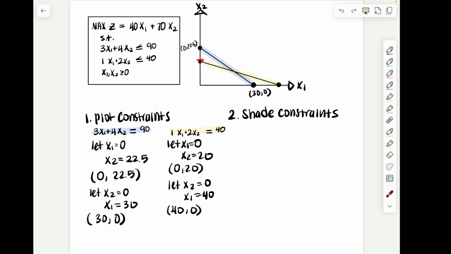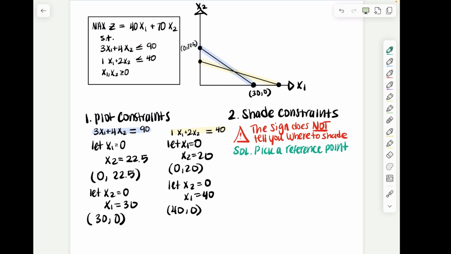What do I mean? Well, if we have this constraint, the question is, do we shade below it or do we shade above it? How can you tell? Well, I'll tell you how to not tell, and that's by looking at the sign. The sign of the constraint does not tell you where to shade. Just because it's less than or equal to does not mean you're going to shade below it. What you have to do is pick something called a reference point. Now it can be any point, but I suggest you just always pick 0, 0 because it's the easiest.